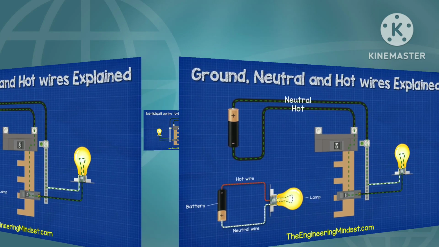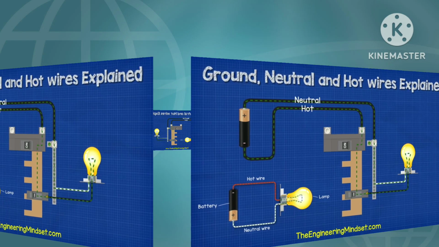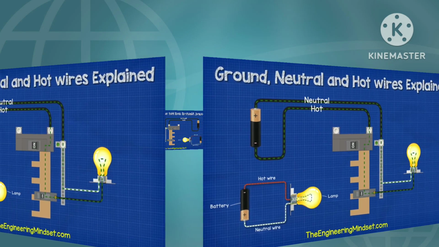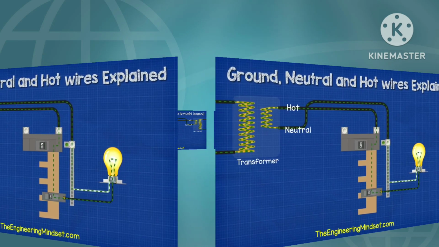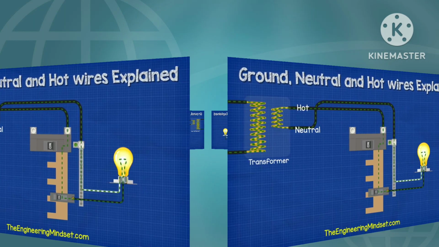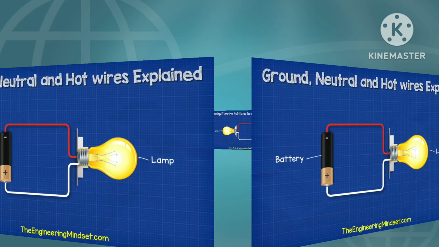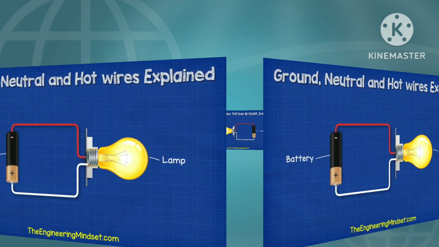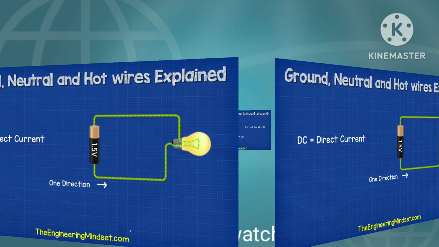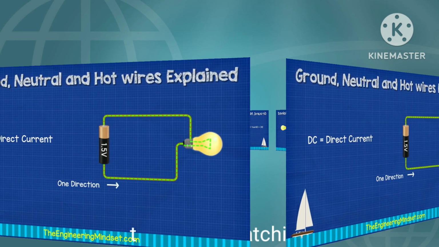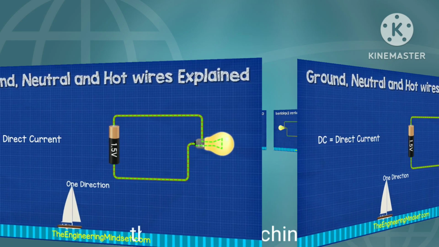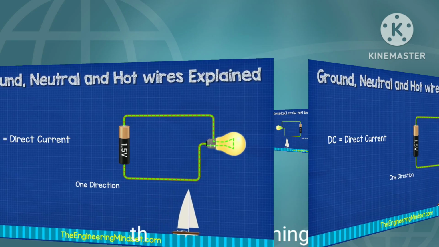Now of course, homes are not connected to batteries, they are connected to transformers. So we're going to replace the battery with a transformer, and there we go, we have a complete circuit. The electricity in this circuit is AC, alternating current, which is different from the DC, direct current, which we saw with the battery. With DC, the electrons flow directly from A to B in only one direction, much like the flow of water down a river.